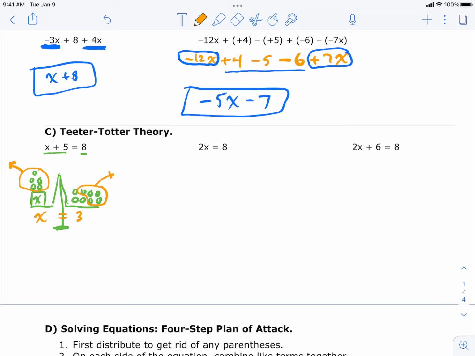We're trying to get the x box on one side of the teeter-totter, and if you take 5 off of one side, you got to take 5 off the other side. The old what you do to one side, you do to the other side trick.